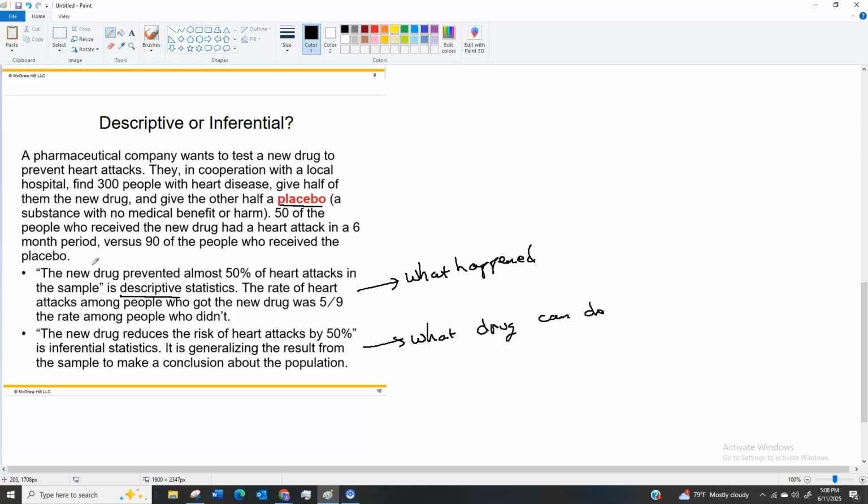But if they just said the patients in the study who took the new drug had 50% of the heart attacks of the people who didn't take the drug. But when you say, I think this drug reduces heart attacks, you're definitely going into the inferential. You're making an inference, you're making a generalization, you're making a prediction. So that's when we're getting into inferential. And so this would be inferential.